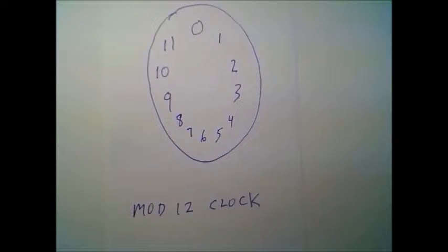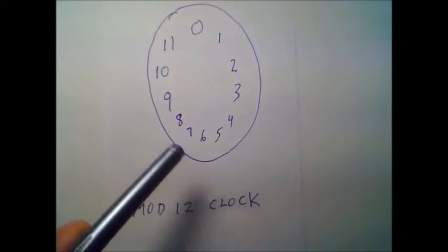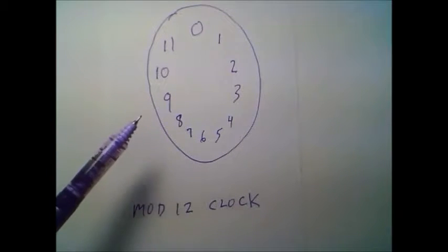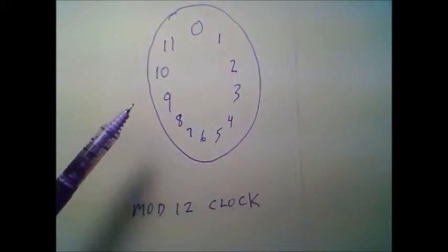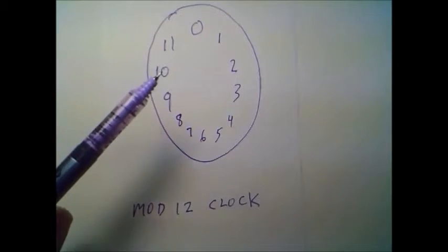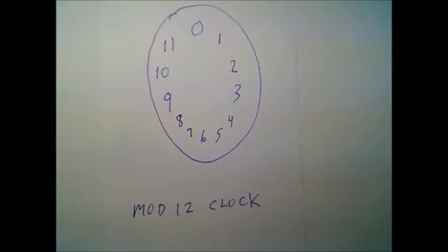If we were talking about mod 7, we would have 7 numbers on the clock, and those numbers would be 0, 1, 2, 3, 4, 5, 6. That would be 7 numbers that we would have on that clock, and that would be mod 7. So you can have virtually any positive natural number as a mod. We could have mod 1000. If we have mod 1000, we would have 0 through 999 on the clock for mod 1000.